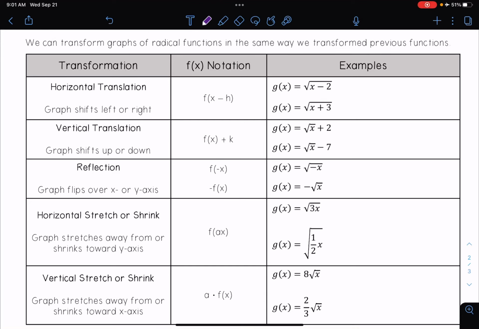In this video, we're going to be talking about transformations. So we can transform graphs of radical functions in the same way we transformed all of our previous functions that we've talked about. So first we can see a horizontal translation, where the graph shifts left or right, and that function notation is going to be f of x minus h. So for example, if I had the square root of x minus 2, that is shifting the graph 2 units right.